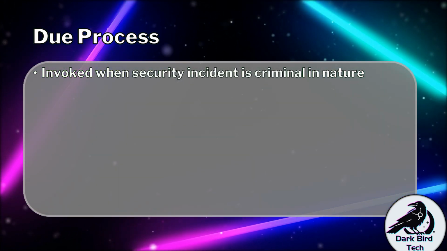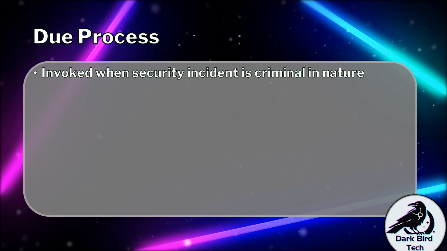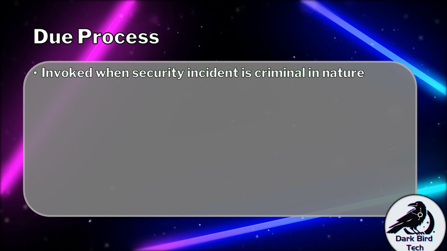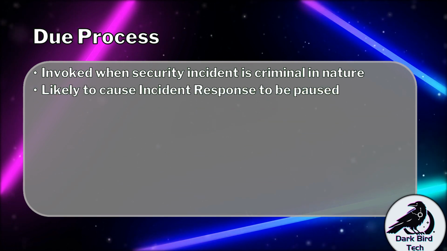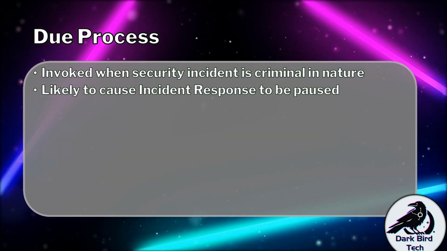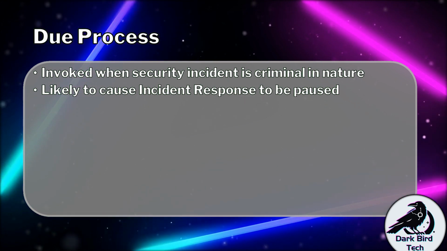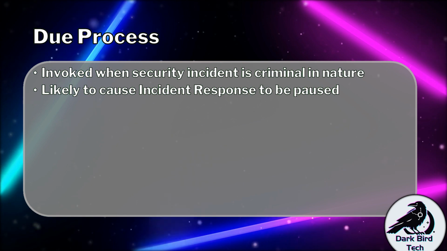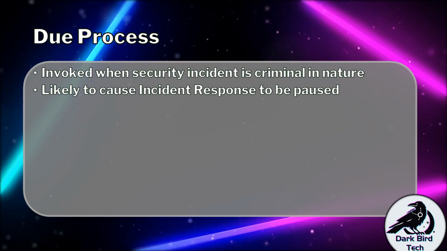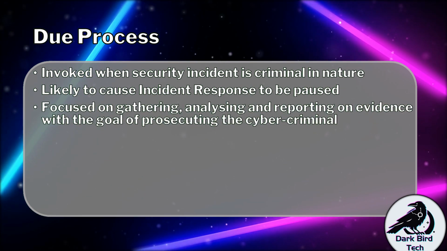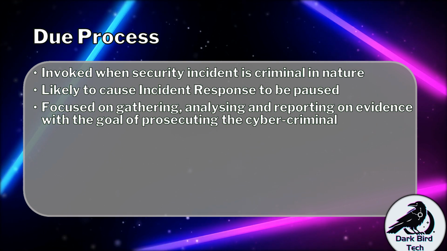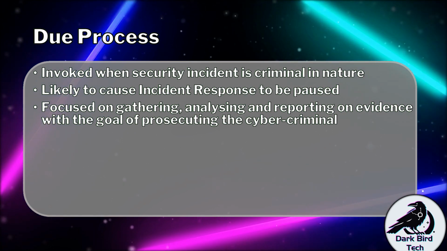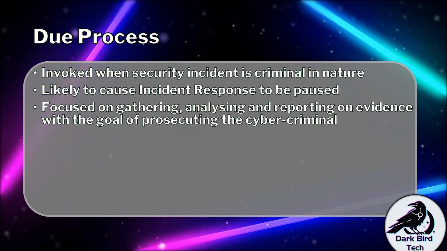So incident response and due process will be invoked when an incident is criminal in nature. And it is likely to cause you to pause your incident response, as I've said already, normally around the containment phase, assuming containment will not affect evidence, which you'll understand about just now, the different ways that evidence can be affected. We're going to be focused on gathering evidence, analyzing it, and reporting evidence with the goal of prosecuting the cyber criminal, or at least creating evidence that will help us prosecute a cyber criminal.